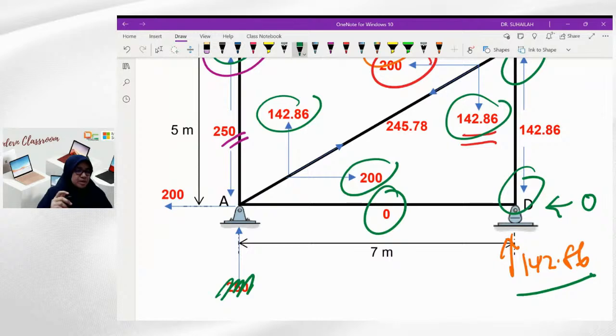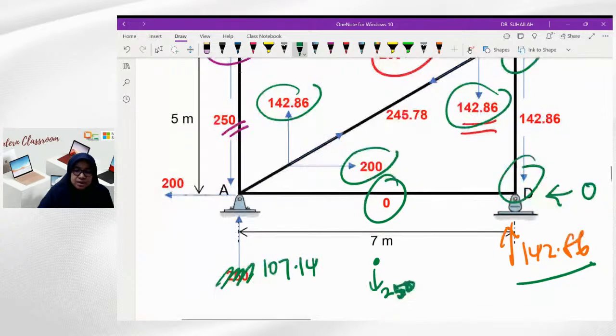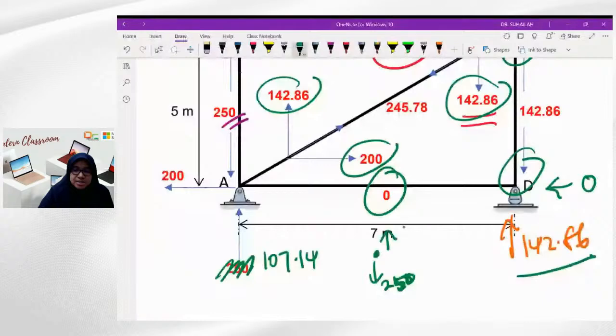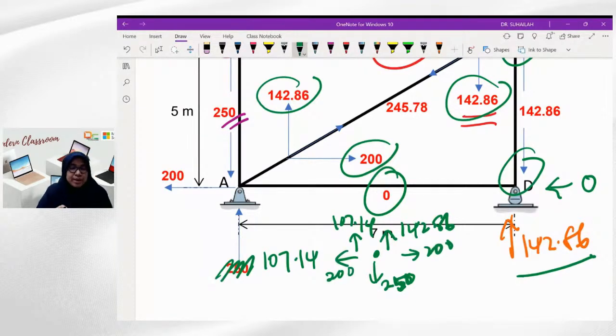Okay, this is 107.14. So at joint A, we have 250 here, and this 250 in the upper side we have 142.86, and we have 107.14 to balance joint A. And we have 200 here and 200 to balance as well.